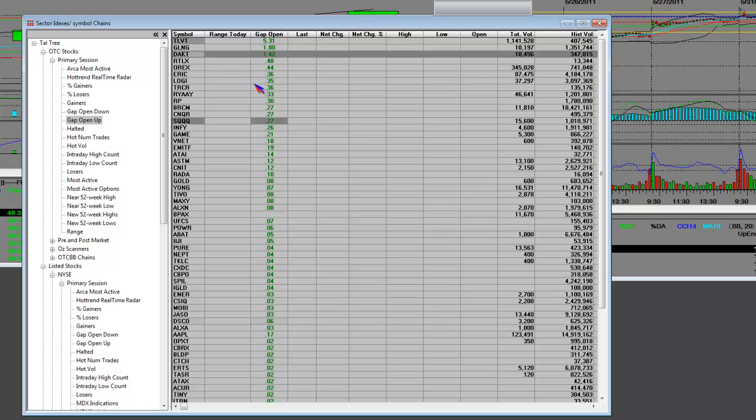So it really doesn't matter other than sizing that up on the gap open up and or gap open downs, and understanding that there is a trade technical aspect to it. There's a public model, and then there's the market maker model.